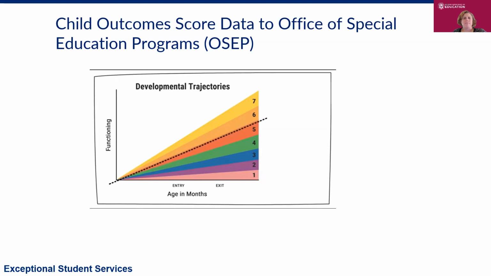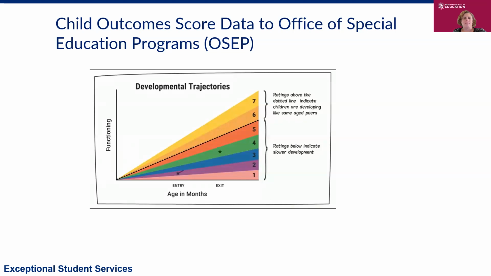In the graph, the dotted line indicates typical development. Ratings above the dotted lines indicate children are developing like same-age peers. Ratings below indicate slower development. Let's say a child at entry was given a rating of 2, and at exit was given a rating of 4. When we draw a line to connect those 2 ratings, we see the child's developmental trajectory for the time he spent in the program. Let's look at some different trajectories.